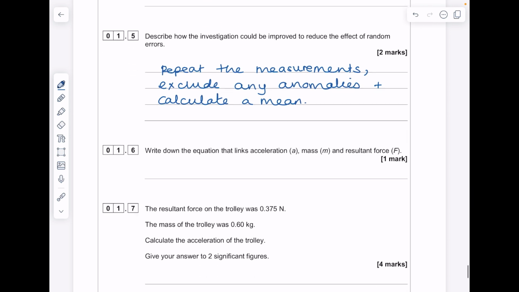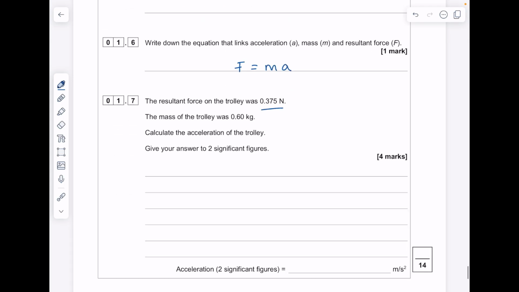Write down the equation linking acceleration, mass, and force. F equals ma. The resultant force on the trolley is this value. The mass of the trolley is this. Calculate the acceleration, give our answer to 2 sig fig.